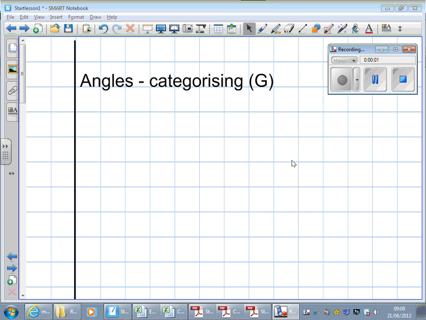Categorising angles, grade G. What we're going to do is I'm going to put up here 5 or 6 angles, and I want you to write down whether they are acute, reflex, right angled, straight line, obtuse, or full turn.